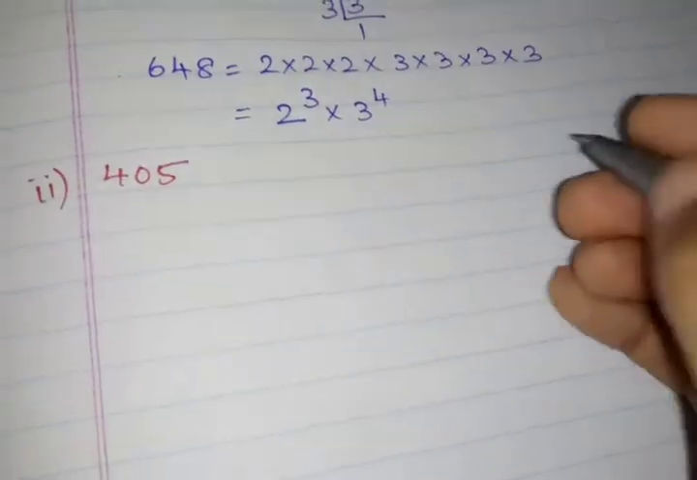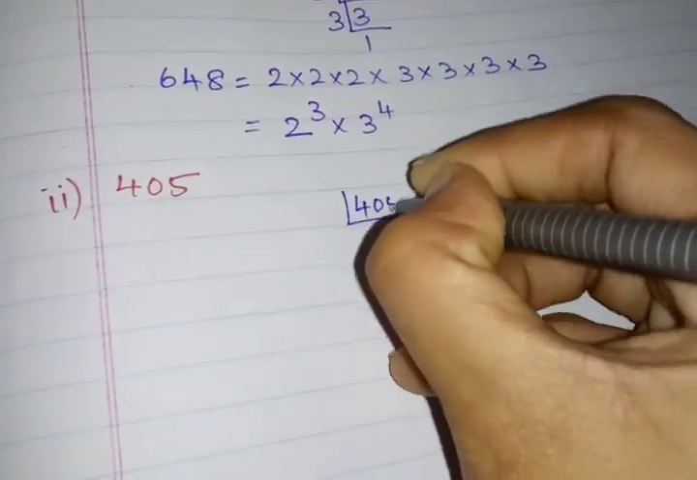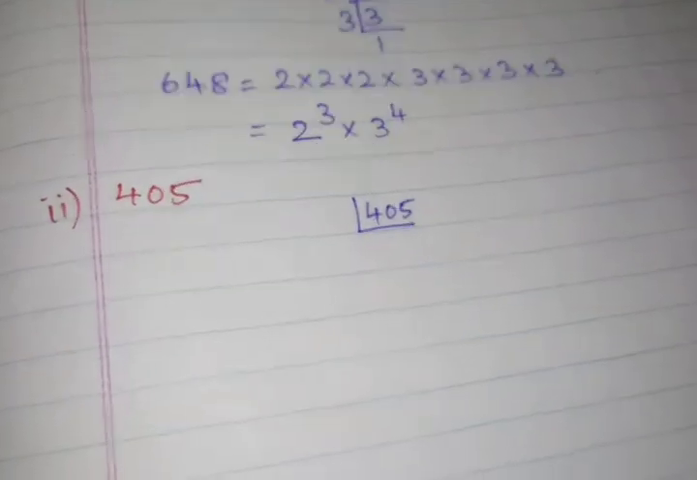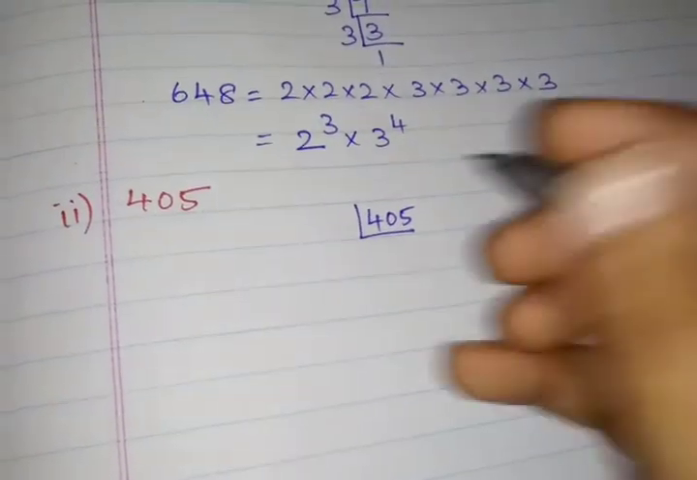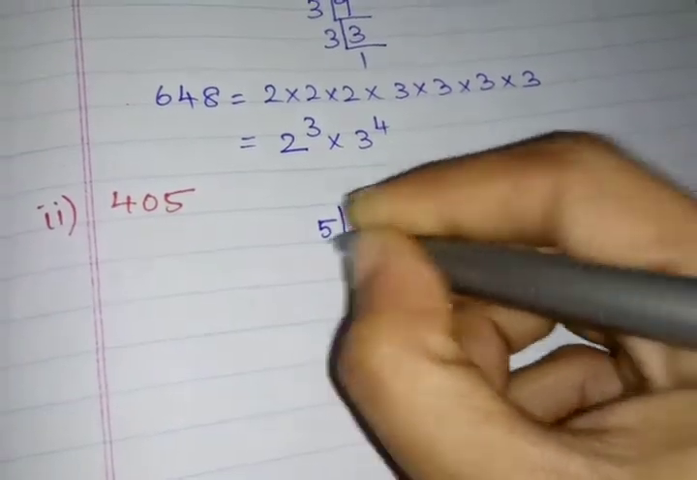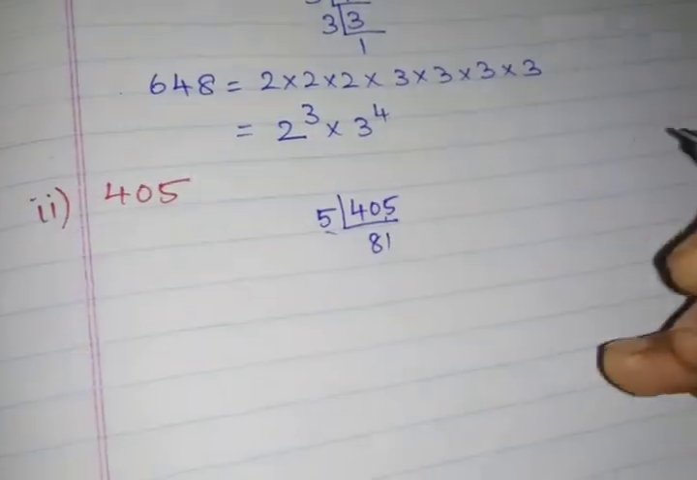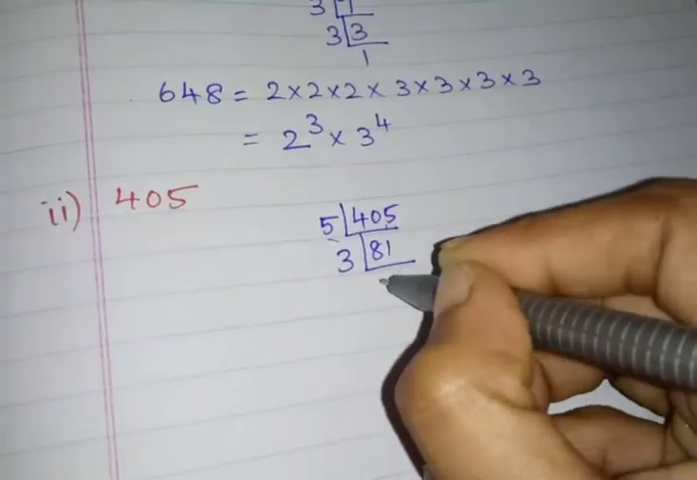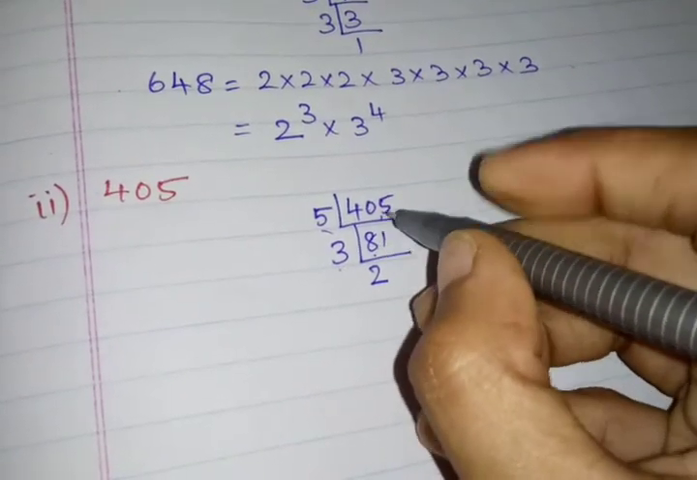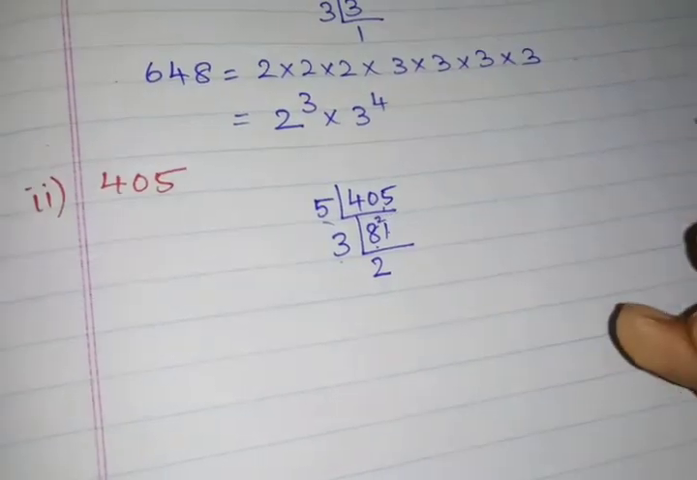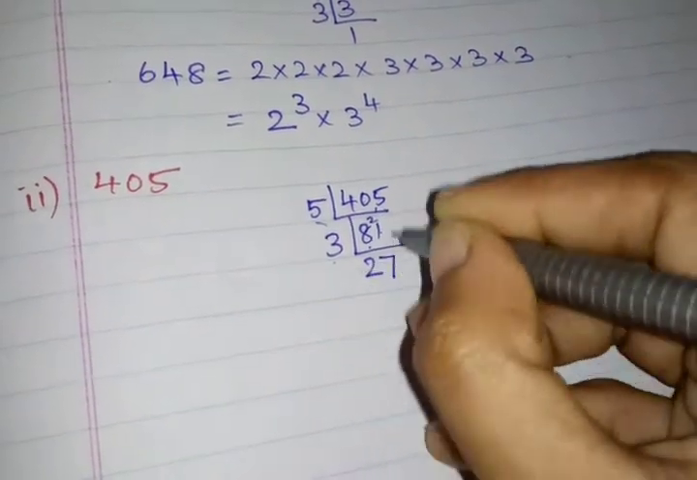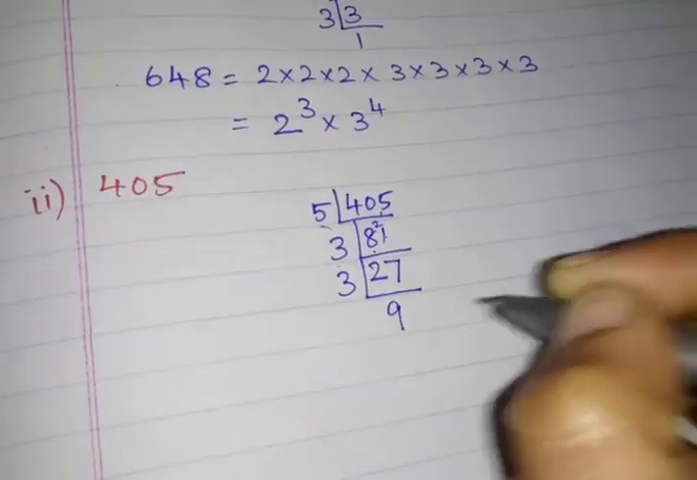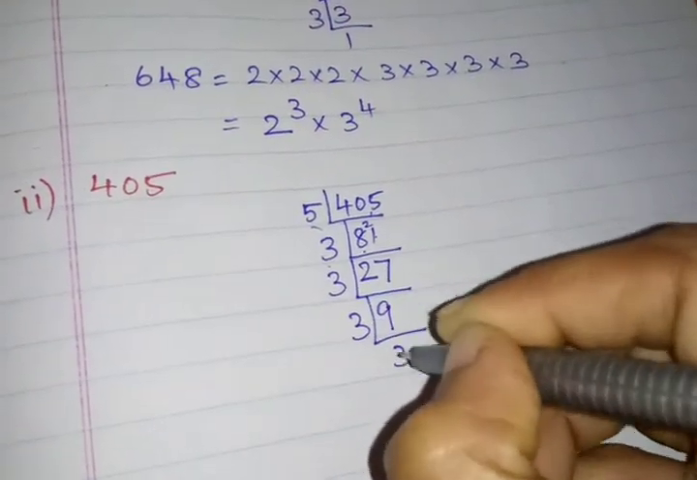405. The same way, first you should find the prime factorization of 405. Then you should write it like this, in exponential form. 405 comes in the fifth table. 8 5s are 40, then 5 1s are 5. Then it comes in the third table. 3 2s are 6, 8 minus 6, 2. 1 has become 21. 7 3s are 21. Again in the third table, 9 3s are 27. Then 3 3s are 9.